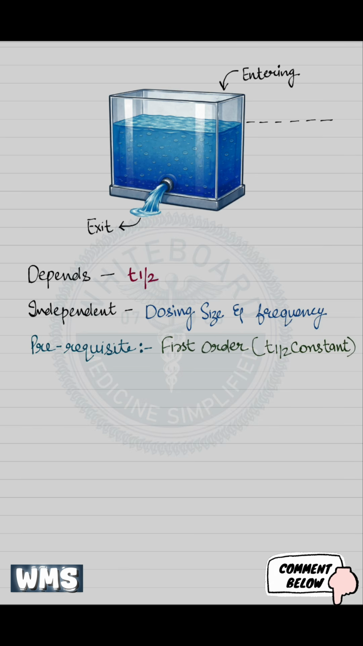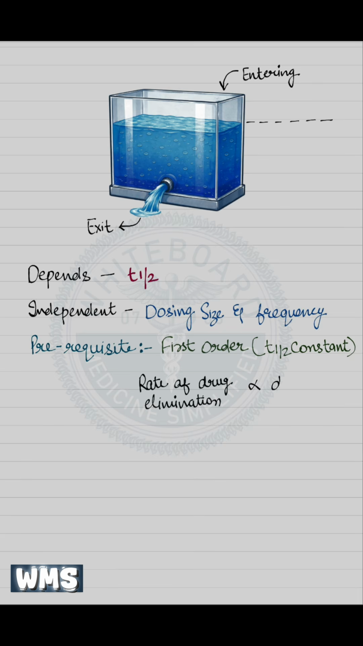As we discussed earlier, in first-order kinetics, the rate of drug elimination is directly proportional to the drug concentration in the plasma. This simply means that when the drug concentration is high, the body removes the drug faster, and when the concentration is low, the elimination becomes slower.